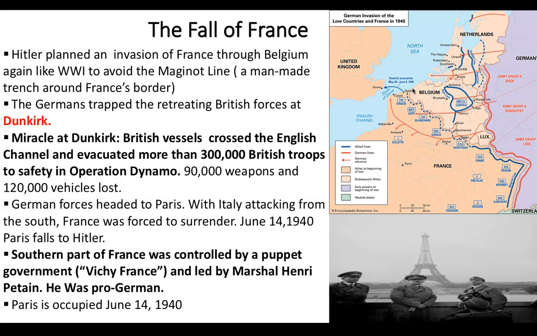Now, as far as major people, we didn't have a whole lot of major people to mention in Poland. But as far as France, Hitler, now that he is conquering all this territory, he basically wants each country to be loyal to him. So he takes out the true leader in each government and he puts in a new leader who is loyal to him.